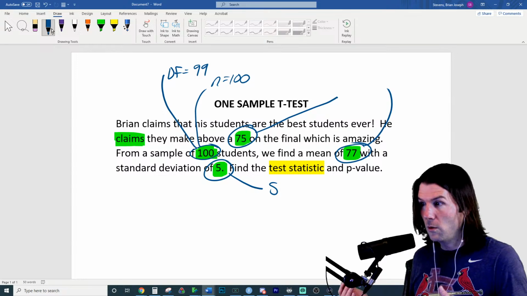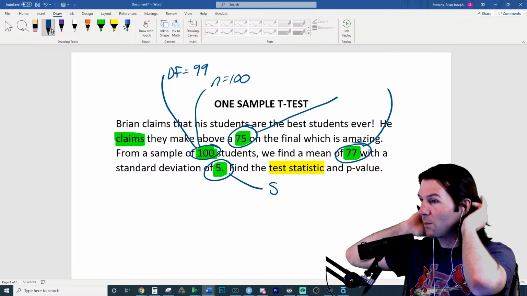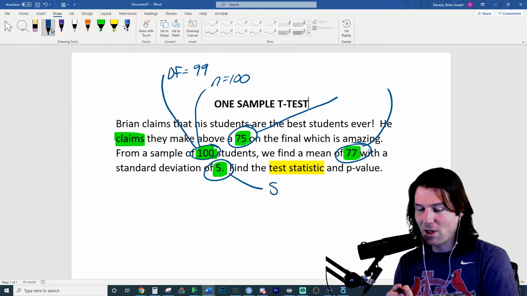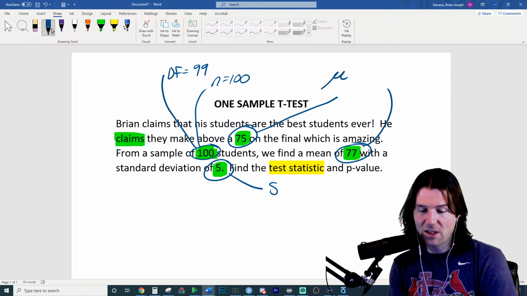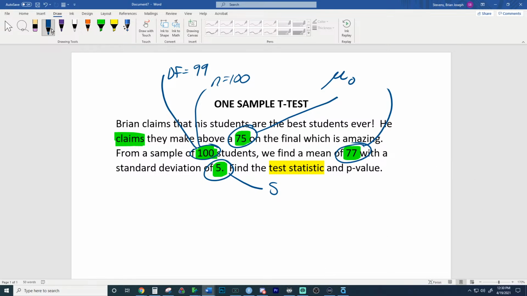This is the new notation usually people get stuck on, which is all right, don't worry. This is the new notation that people usually get stuck on because 75 is the claimed mean. Great job, Bailey. Yep, it's mu naught. Does that make sense right there? It's mu naught. Awesome.